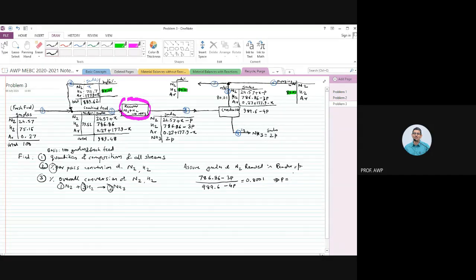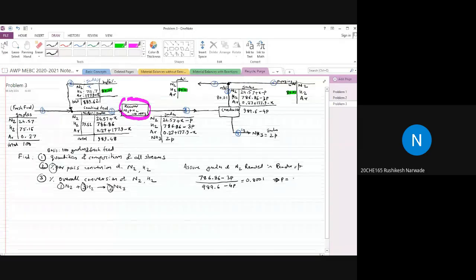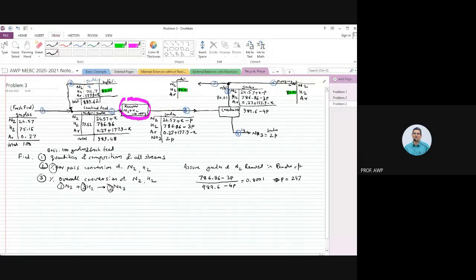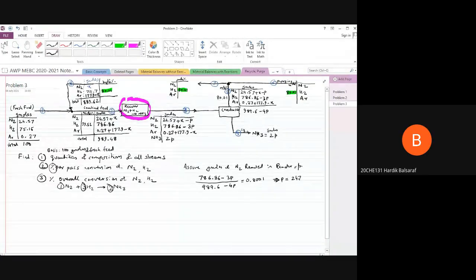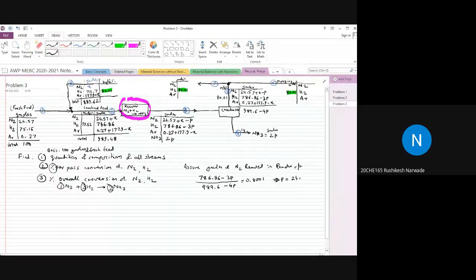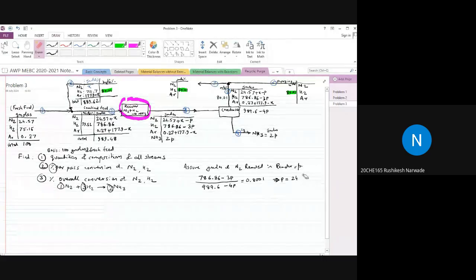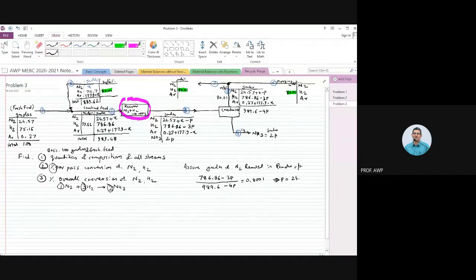P is, somebody solve and tell me what is P. 24.1. Yes, sir, 24.1. Right. So we had introduced one more unknown P, but we have also got a value of P.